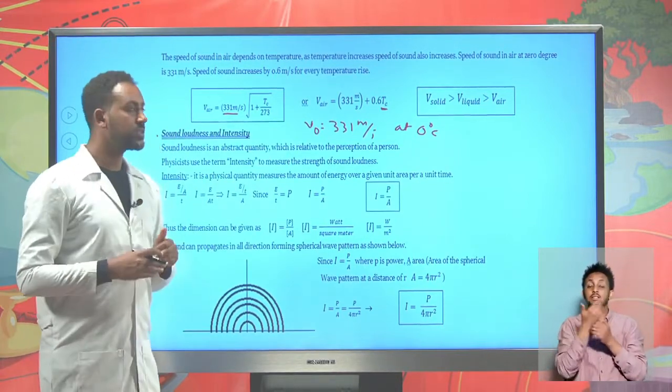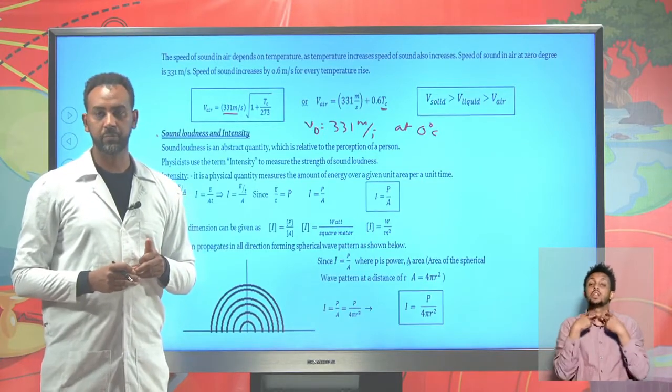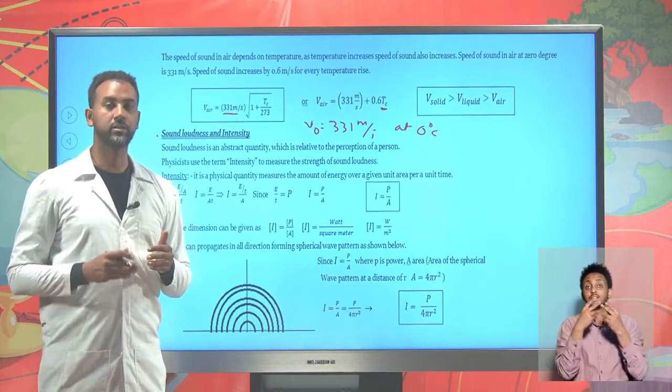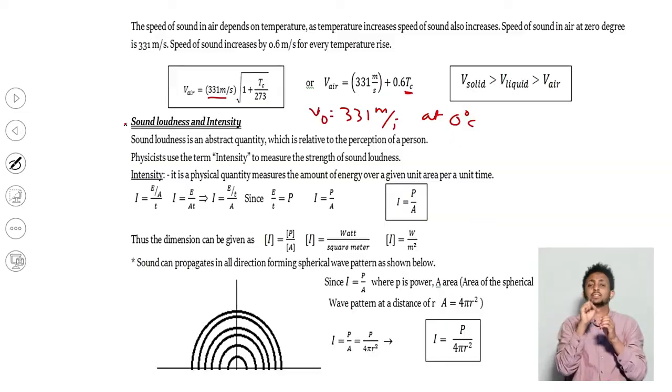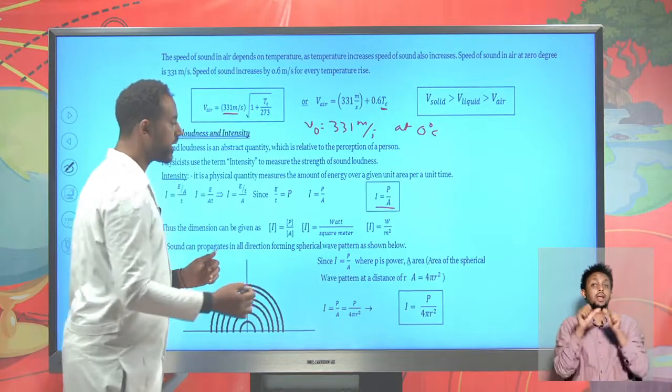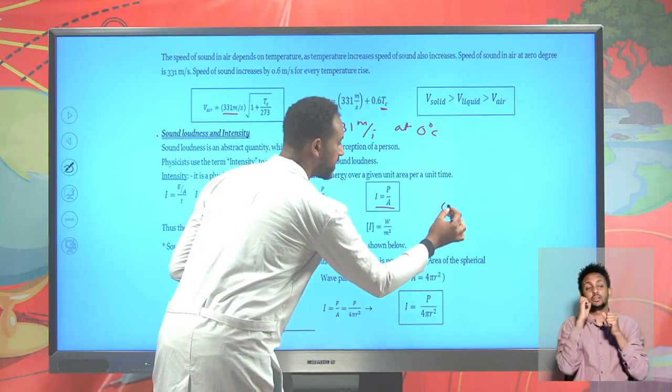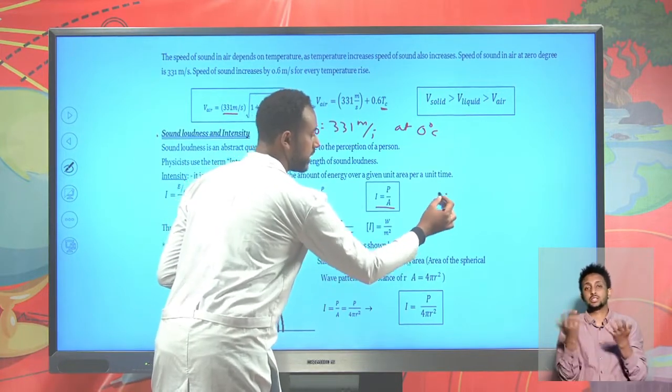And the other thing is sound loudness and intensity. For a given sound, its loudness might be expressed in terms of intensity. Intensity can be mathematically expressed as power P over area. And the area can be measured as, for example, here we have a source.